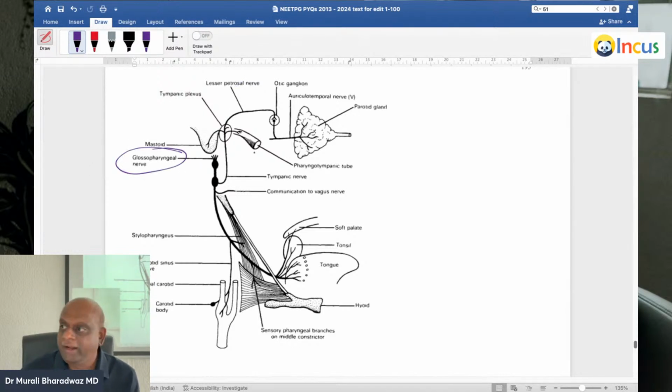Glossopharyngeal nerve gives one tympanic branch, which is passing into the pharyngotympanic tube. Here there is a tympanic plexus. From that comes the lesser petrosal nerve, which will go and merge with the otic ganglion. From that will be dangling down the auriculotemporal nerve, which goes and supplies the parotid gland.